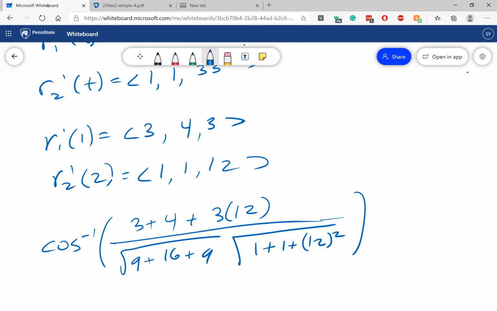Okay, any questions? And this is equal to our angle.